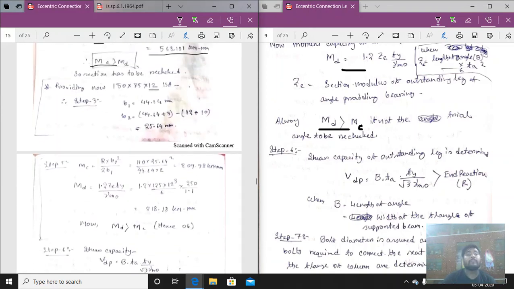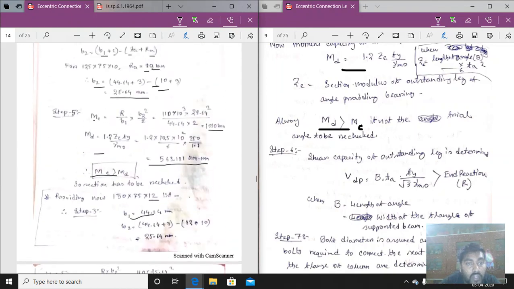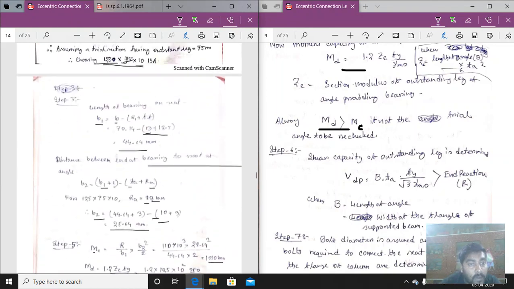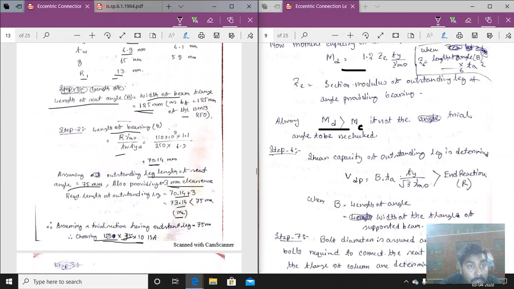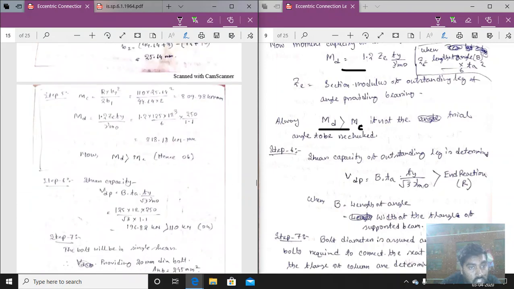So for 150 into 75 into 12, the B1 we calculated is the same. B1 equals 44.64. B1 will not change, because it depends on the R1 and TF of the beam. It is the beam section, so its value will not change.